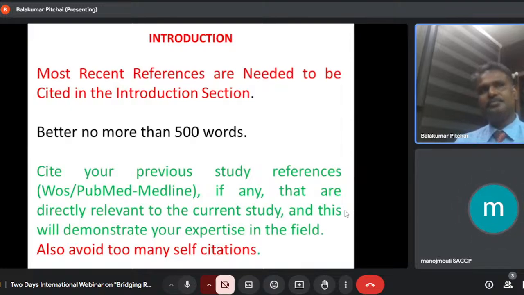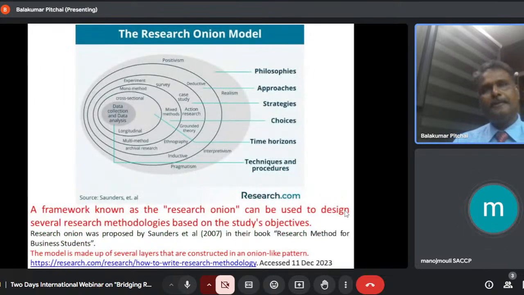of self-citation. Maximum 10%. If you have, for example, 50 references, 10% means 5 references. 5% means 2.5 references, maybe 3 references. Don't cite too many of your self-citations. So you should avoid too many self-citations.